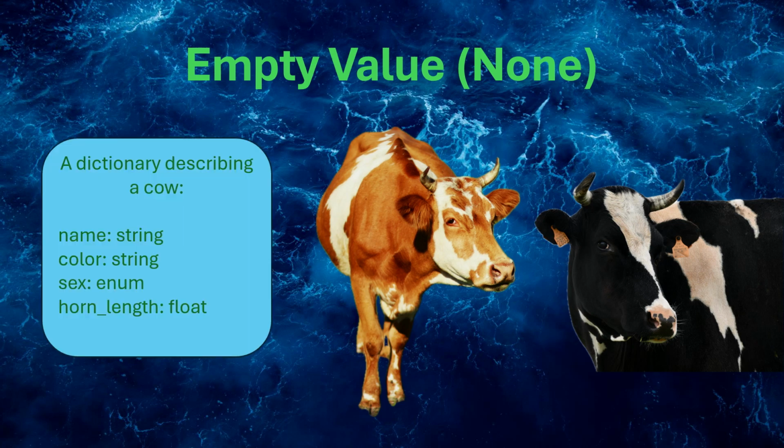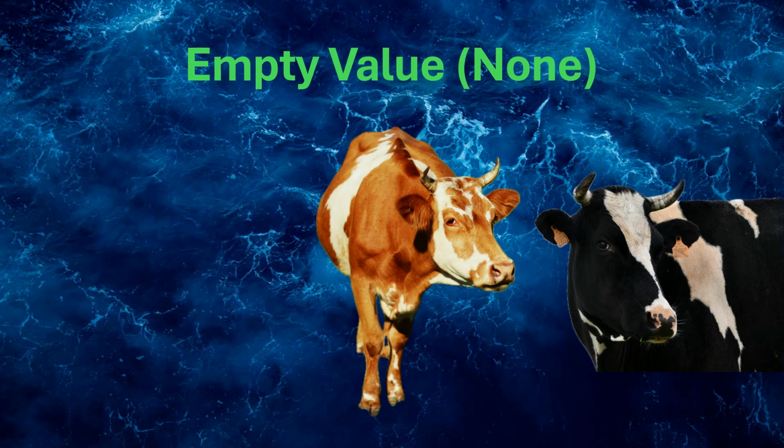We will give the cow a name, which is going to be a string, so Carla or Antoine. We're going to give them a color, which is also a string. We could just call it brown and black. And then we have a sex. Carla is female and Antoine is male. They both have a horn length, which is a float. For Carla it would be 10.5, for Antoine it would be 9.5, for example. And now we have a problem.